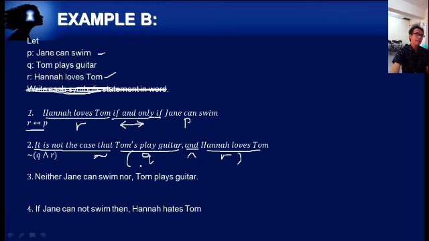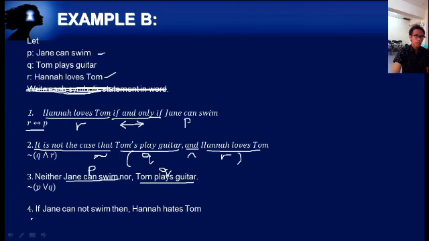Now, number 3: neither Jane can swim nor Tom plays guitar. Nor means that Jane cannot swim and Tom does not play guitar. With neither, Jane can swim is not negated, so it stays as P. Tom plays guitar is also not negated, so it is still Q. So, the negation symbol is just outside, because of neither. When we say neither, it means none of them.